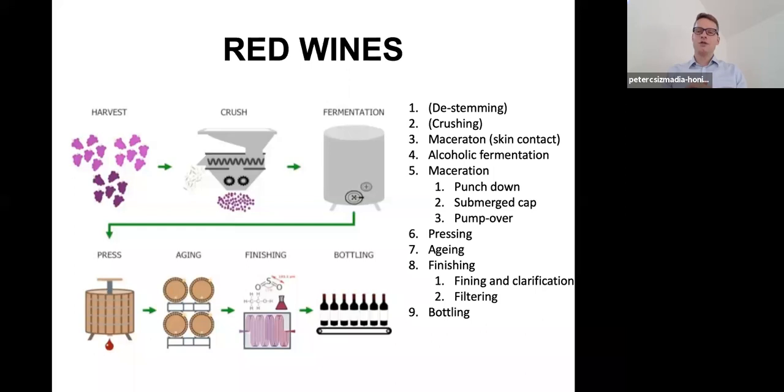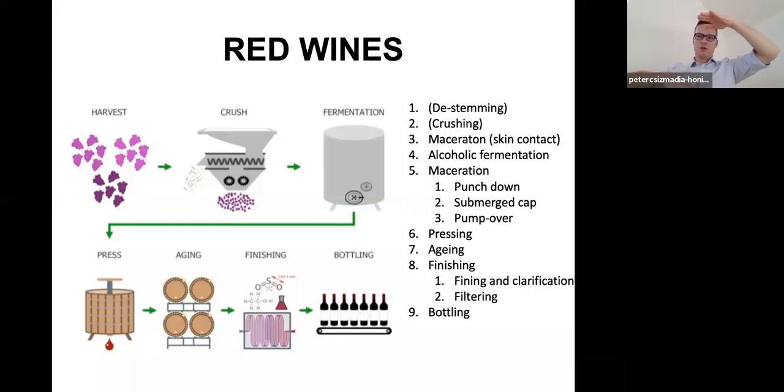And what you can do is either you've got more or less a flat circle on a stick and you punch it down, or you can also have a stainless steel circle that is the same size as your vat and has to push down so that the cap is kept submerged in the liquid all the time.